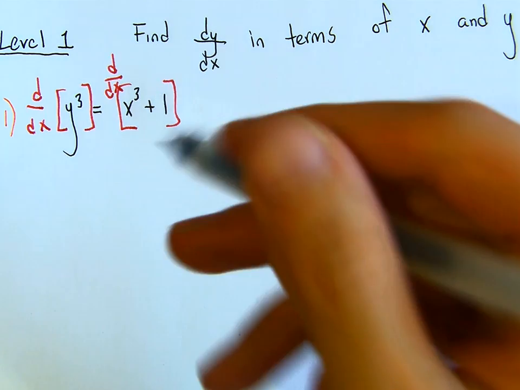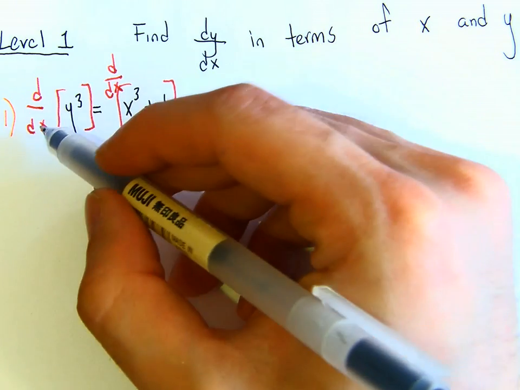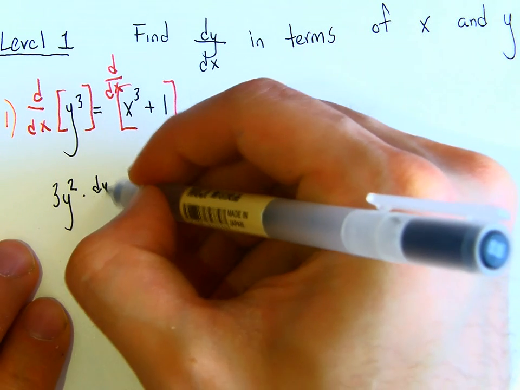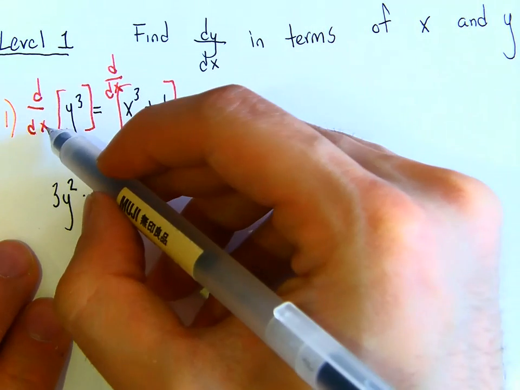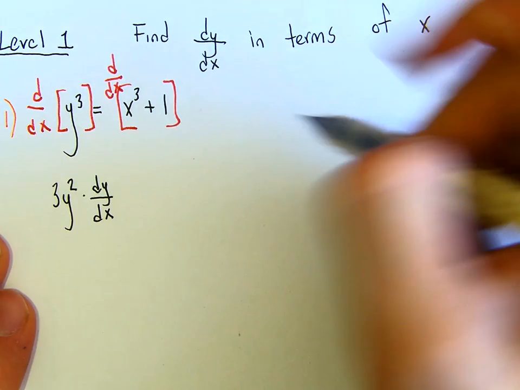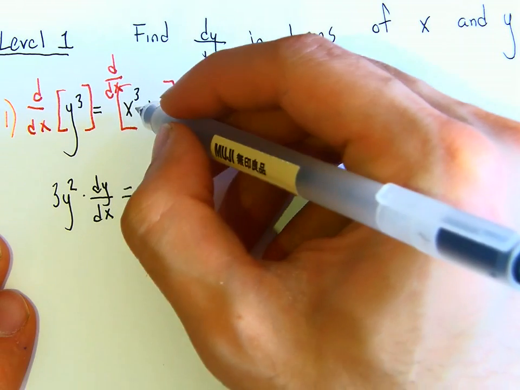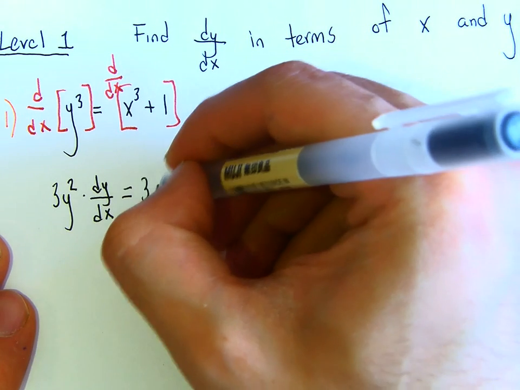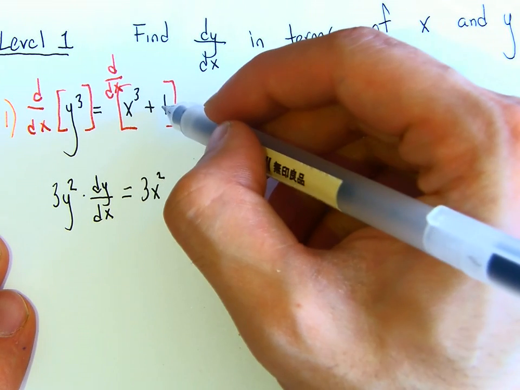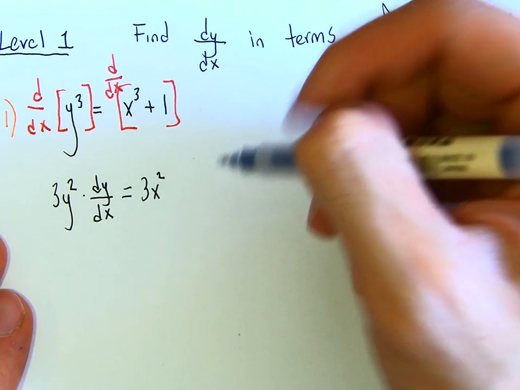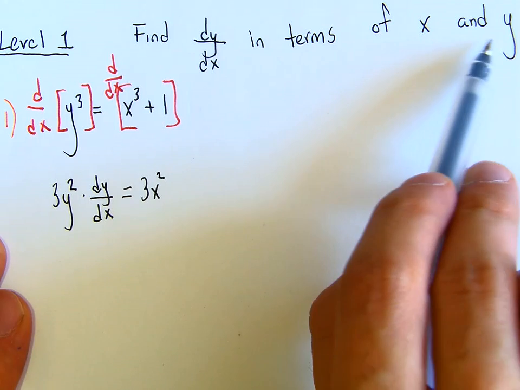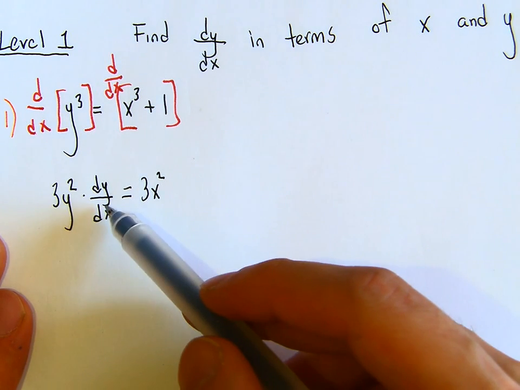Now here, how do we take the derivative of y cubed? This would be 3y squared, but then we have to add that dy/dx, because we're not taking the derivative with respect to y, we're taking it with respect to x. Okay? And let's do the next part. What's the derivative of x cubed? It's just 3x squared, because here these two match. And what's the derivative of 1? It's just 0. Okay? Now we have a dy/dx, and what does this mean to get it in terms of x and y? Get this dy/dx by itself.